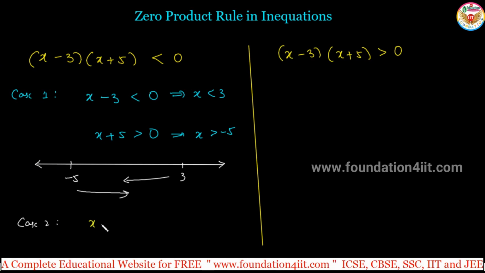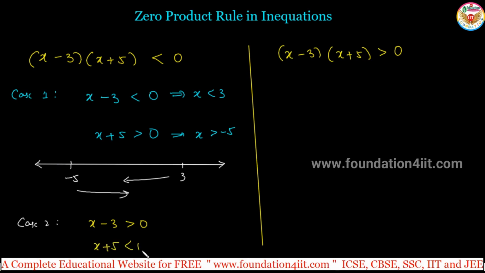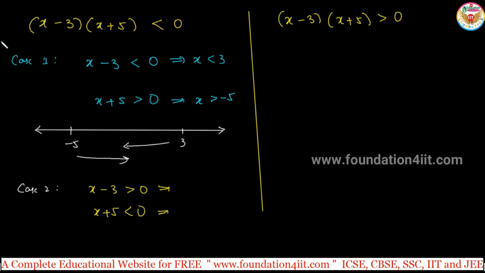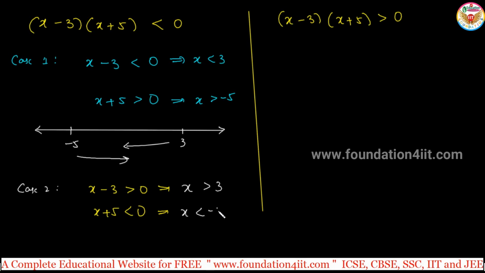Apart from that, if you see one more case, case 2, if you take the reverse. First one is x minus 3 is greater than 0, then x plus 5 is less than 0. First one is positive, second is negative. If x minus 3 is greater than 0, then x is greater than 3. If x plus 5 is less than 0, then x is less than minus 5. X is greater than 3 and x is less than minus 5.